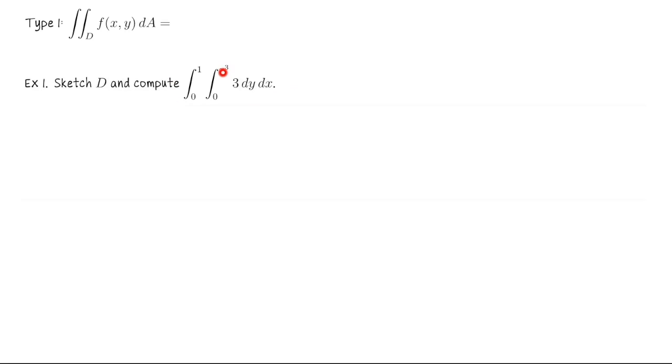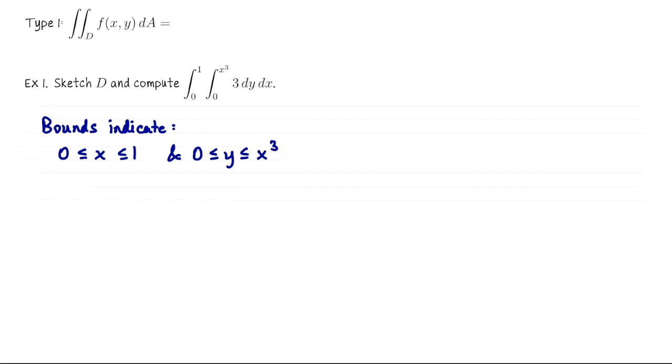So I would like to compute this double integral from 0 to 1, 0 to x cubed, 3 dy dx. The integral is already set up for us, but let's understand what we're doing. Our bounds indicate that 0 is less than or equal to x is less than or equal to 1, and 0 is less than or equal to y is less than or equal to x cubed. So now we would like to sketch the region in the xy plane that matches these inequalities. That's the region D that we're integrating over.